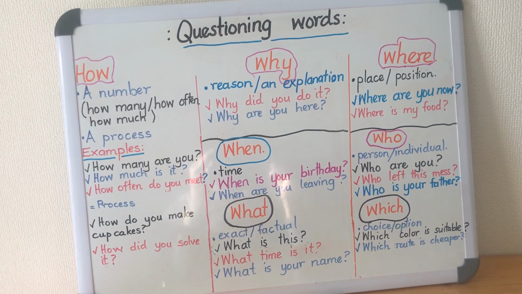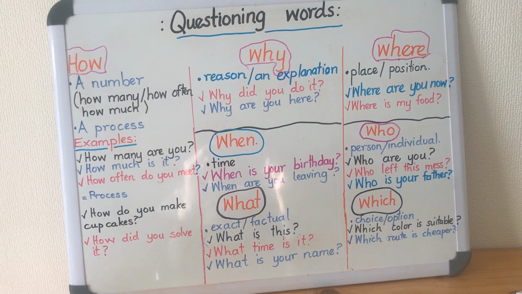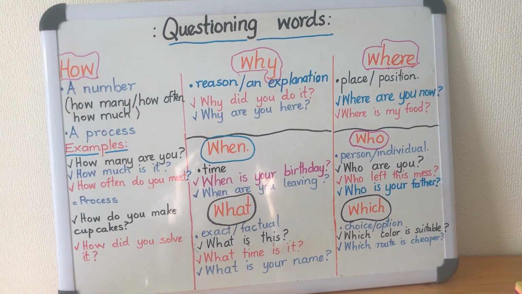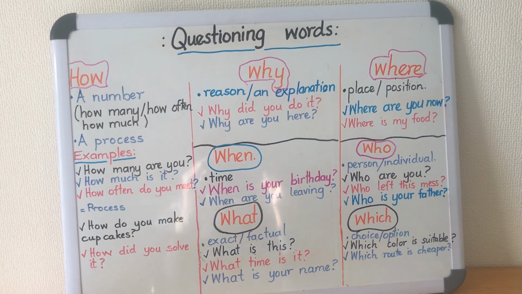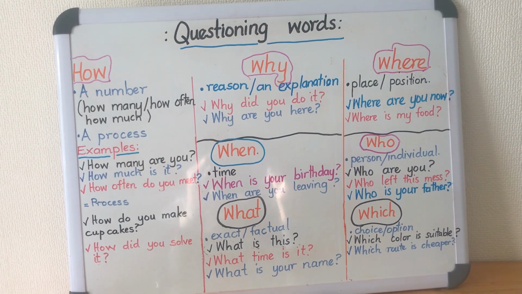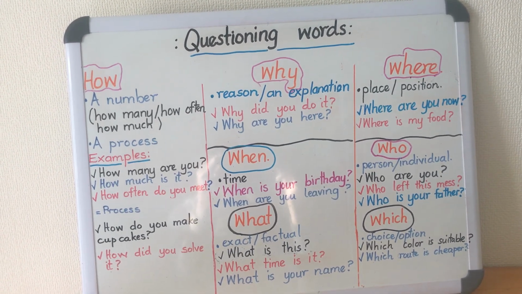The other question that I gave under why is, why are you here? You've got to give a reason why you're there. Maybe you're not expected to be there at that particular time, so you've got to give a reason. Right. The next questioning word is when.